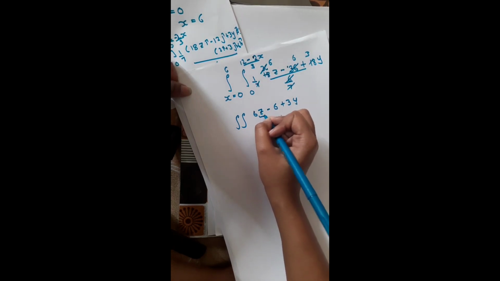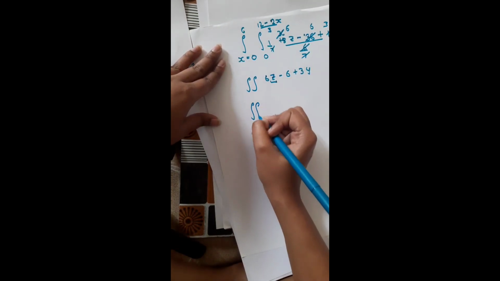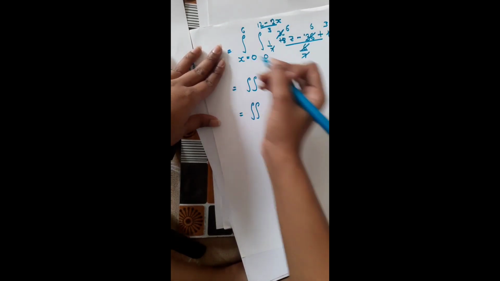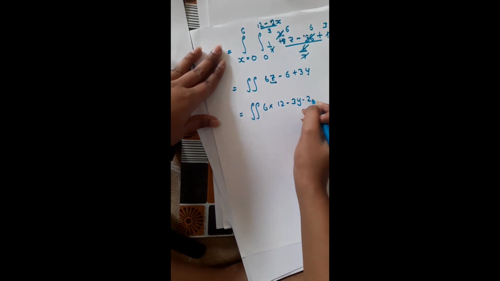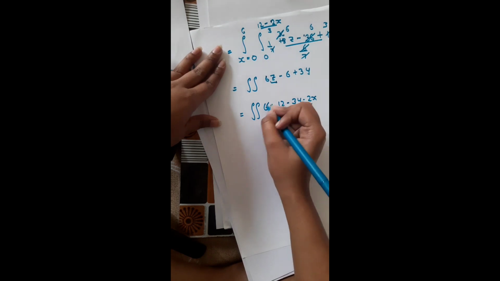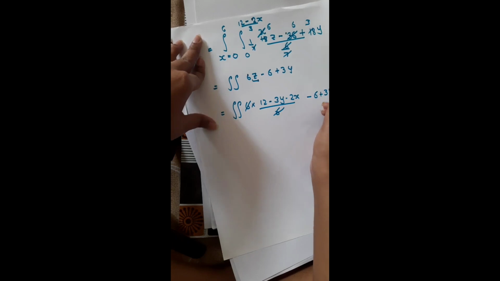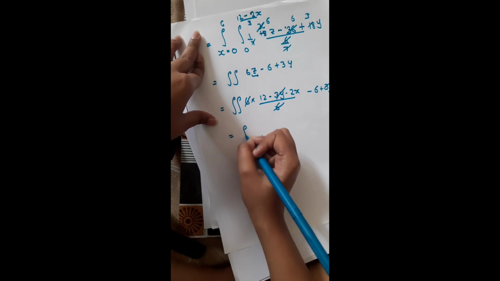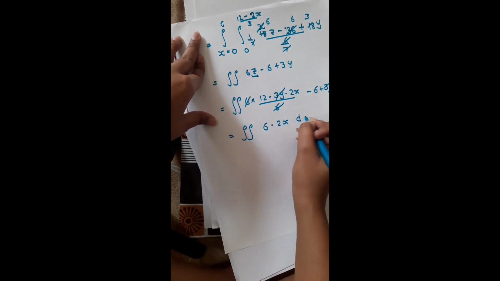Also we have derived the equation of z, so we can replace the z value over here. So integration 6 into 12 minus 3y minus 2x by 6, 6 gets cancelled, minus 6 plus 3y. So over here 3y gets cancelled. So final answer would be 6 minus 2x dx dy.